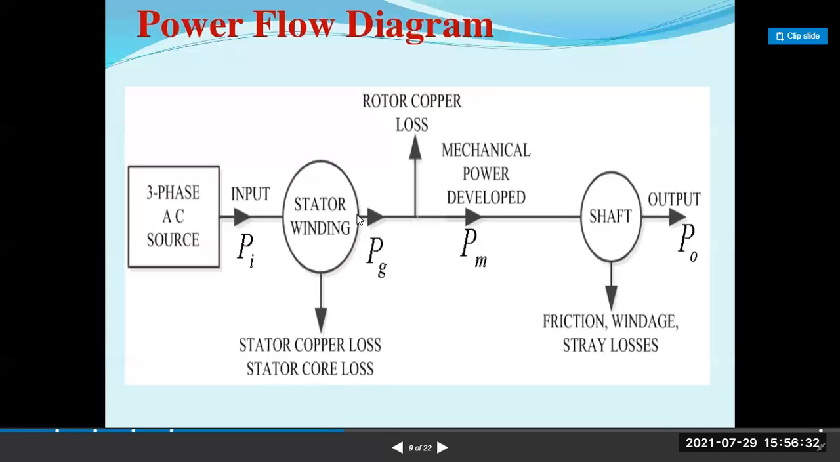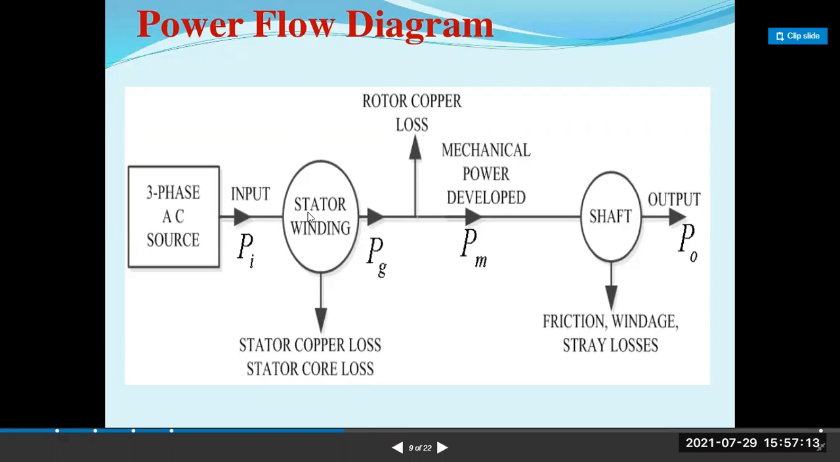Now after the stator winding, the output will be given. This is called air gap power. This is called the air gap. In the air gap, this power will be generated, that is PG. There is an air gap between the stator part and the rotor part. If the air gap is not there, that does not belong to an induction machine. The air gap must be there so that the rotor part will be easily rotatable. That's why this is termed PG, the air gap power, and you can say friction loss will be there in this case.